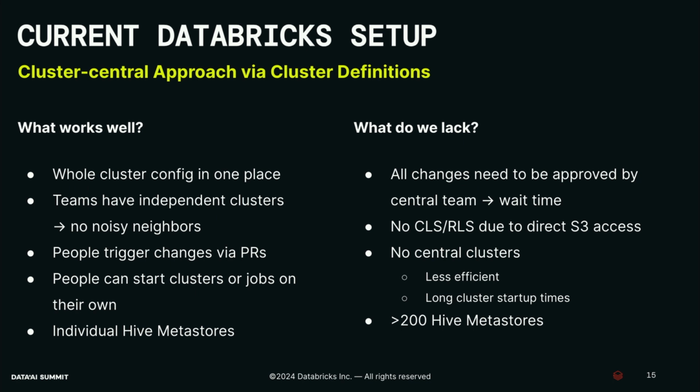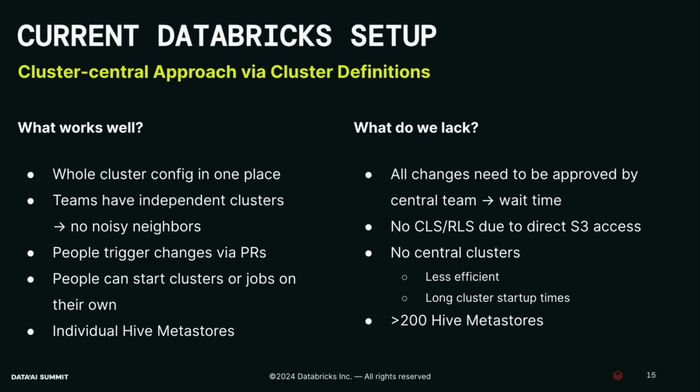And so what do we lack? There is a little waiting time because all the changes need to be approved by the central team, which is not fully self-service, but it's okay. And because currently we give access on S3 level, we don't have column level and row level security at all. This is what we definitely want to improve with Unity Catalog.